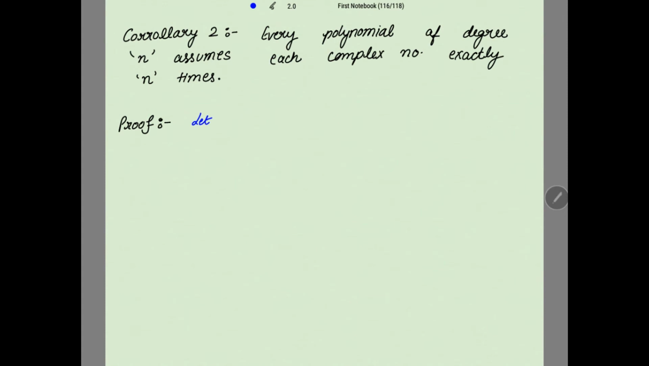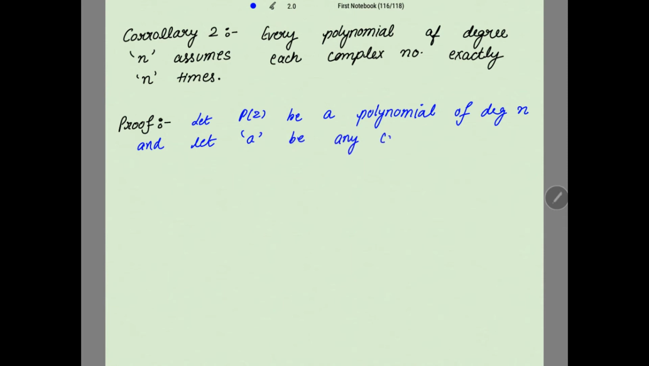Let P(z) be a polynomial of degree n, right? And we have to take any complex number. Let A be any complex number, right? Then we suppose our Q(z) to be equal to, let's say, P(z) minus A.